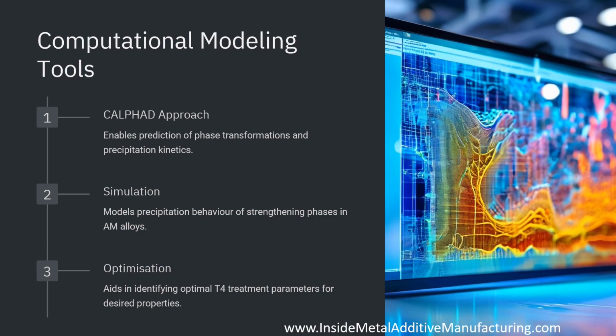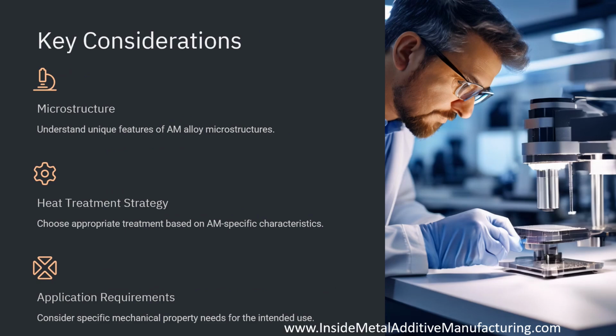For instance, by simulating the precipitation behavior of strengthening phases in a specific additive manufacturing aluminium alloy, CALPHAD modeling can aid in identifying the T4 treatment parameters, temperature and duration, that would yield the desired precipitate size and distribution for the intended application. In a nutshell, determining the optimal heat treatment for a specific additive manufacturing aluminium alloy for a specific application is a multifaceted endeavor.